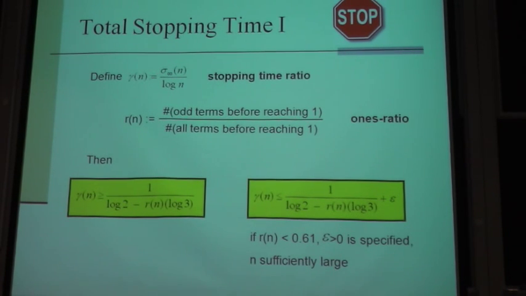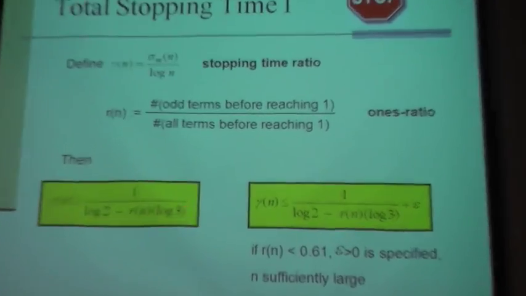The total stopping time, let me remind you, is the number of steps starting at n. Sigma infinity of n is the minimum number of steps you need to get down to 1. And people have looked at what's called gamma of n, the stopping time ratio. We're going to divide that by the natural log of n. And we can get some kind of bounds on this.